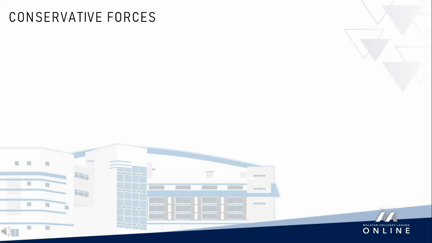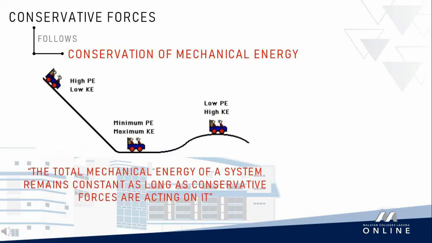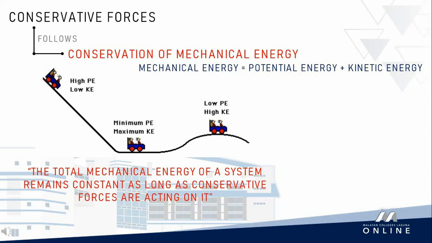Additionally, we say that conservative forces follow the conservation of mechanical energy, which states that the total mechanical energy in a system remains constant as long as the forces acting on the system are conservative forces. This means that the total mechanical energy, here represented as ME, in the system is equal to the sum of its potential energy, or PE, and kinetic energy, or KE. In equation, we represent this concept as ME is equal to PE plus KE.